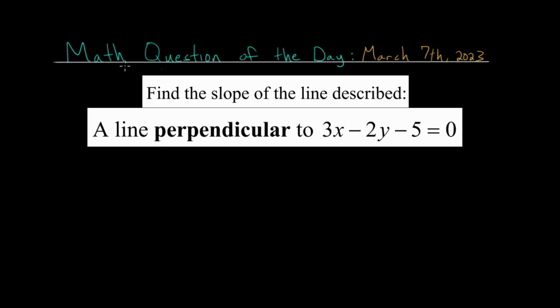In this video, I'd like to talk about the math question of the day for March 7th, 2023. And with this problem, we need to find the slope of the line described. We have a line perpendicular to this line here, 3x - 2y - 5 = 0.